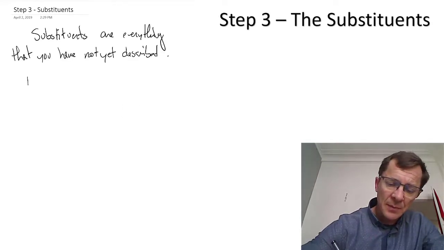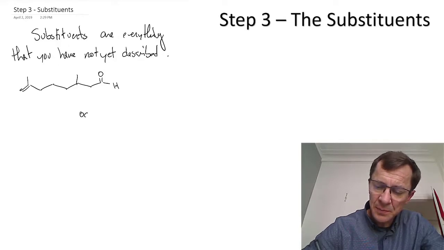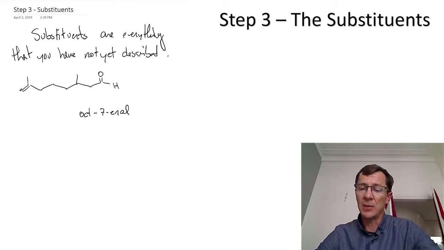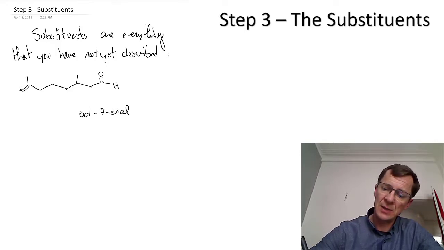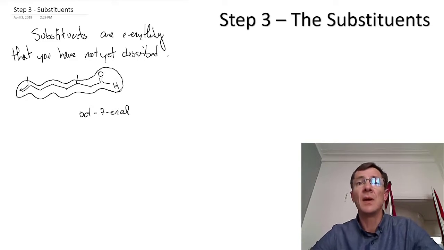So citronellal, as I'm sure you recall, that'd be 1, 2, 3, 4, 5, 6, 7, 8. So it's an oct-7-enal. Now, with that, we've talked about our functional group, which is the aldehyde, and we've talked about our parent hydrocarbon, which is an oct-7-ene. What I like to do at this point is circle everything that already has a name. Like so. Everything out of the circle, you've got to figure out a name for.